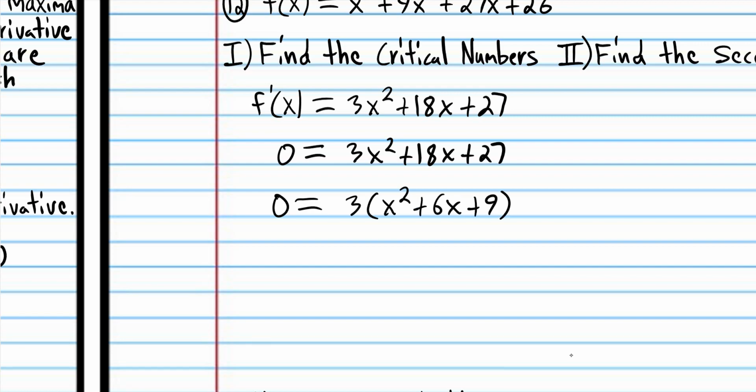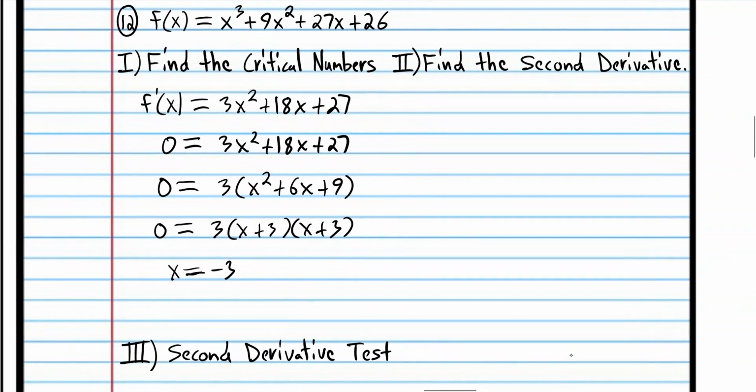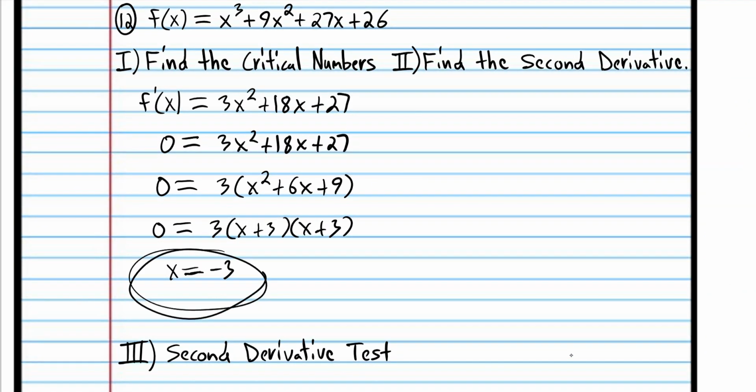So I'm going to solve this equation to find the critical numbers. And we found them. X equals -3. That's the critical number. So that's the number that makes the derivative equal to 0. So now that we found water, we're going to see if there's any fish in the water, the maximum and minimum values.